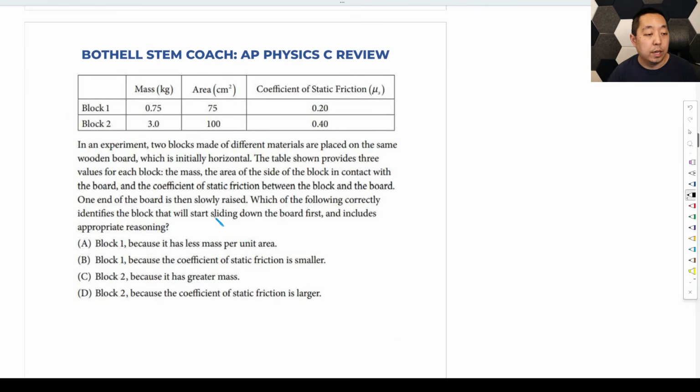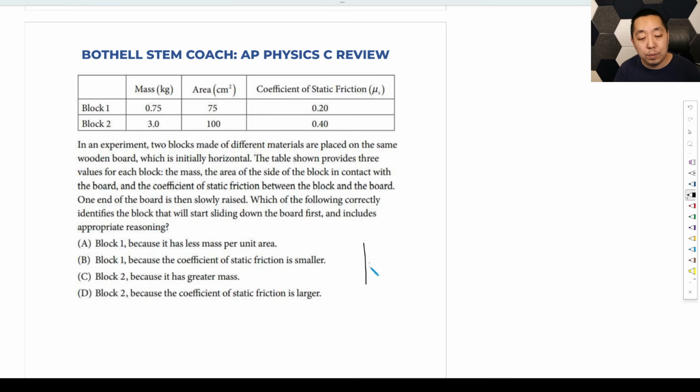Okay, let's look at another one here. Experiment: two blocks made of different materials are placed on the same wooden board, which is initially horizontal. The table provides three values for each block: the mass, the area of the side of the block in contact with the board, and the coefficient of static friction between the block and the board. One end of the board is then slowly raised. Which block will start sliding down the board first, and include appropriate reasoning.